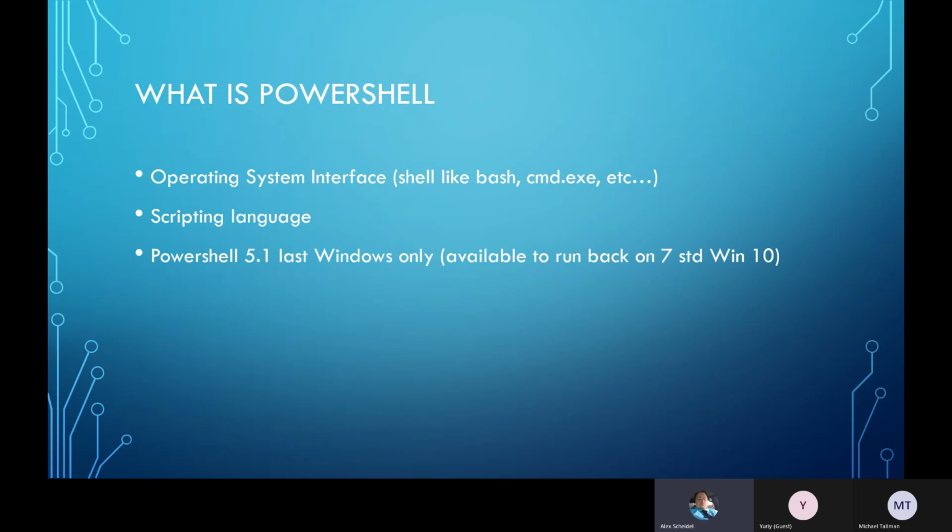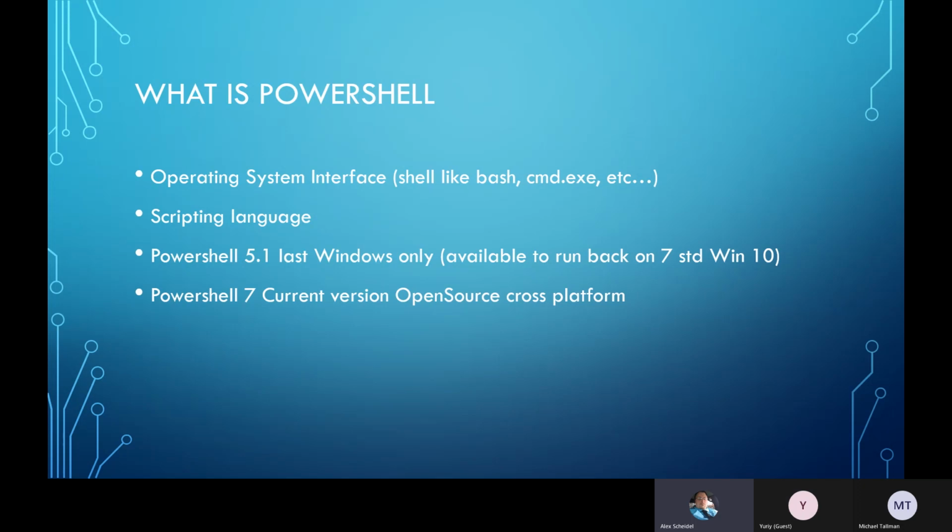Currently, PowerShell 5.1 is the last Windows-only release of PowerShell. I think the current production version is PowerShell 7. PowerShell 5.1 is what ships with Windows 10. It can also be run on machines all the way back to Windows 7 or Server 2008 R2. If you happen to have those in your environment, you can update them to run PowerShell 5.1. PowerShell 7 is the current version.